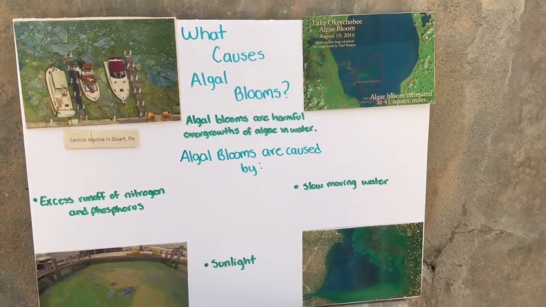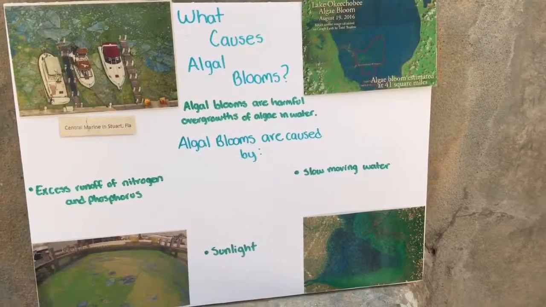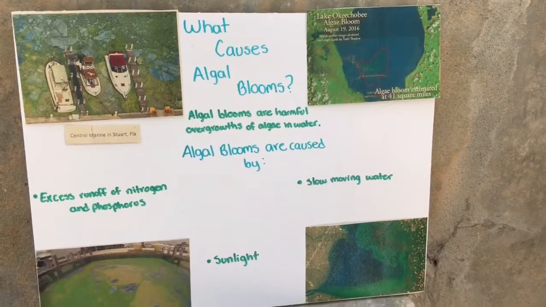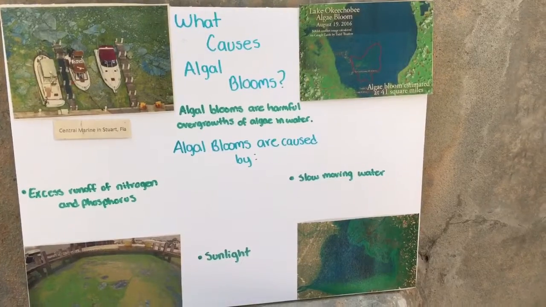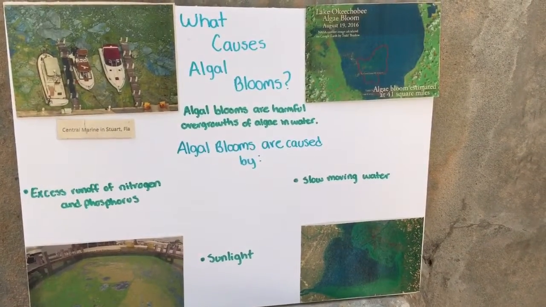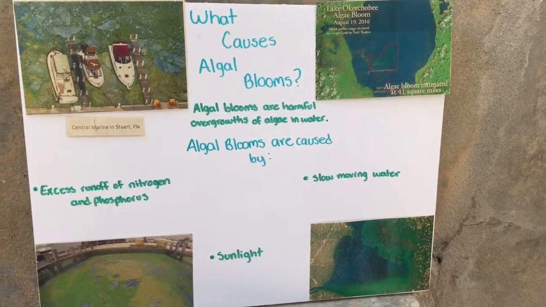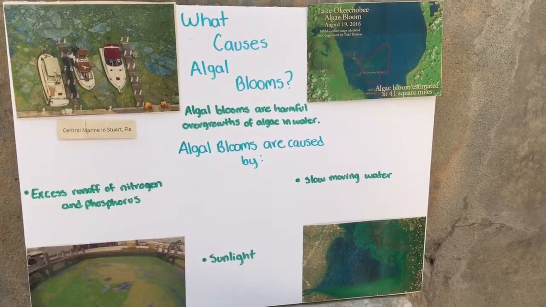For our public service announcement, we'd like to take this time to talk about algal blooms in Central Florida. So algal blooms are harmful overgrowth of algae in a body of water. What causes algal blooms? Algal blooms are caused by excess runoff of nitrogen and phosphorus, sunlight, and slow-moving water.